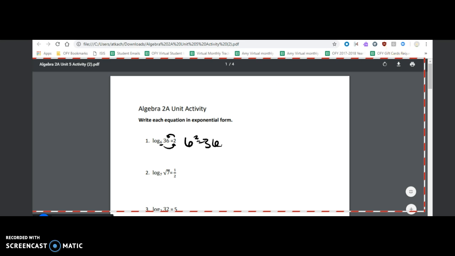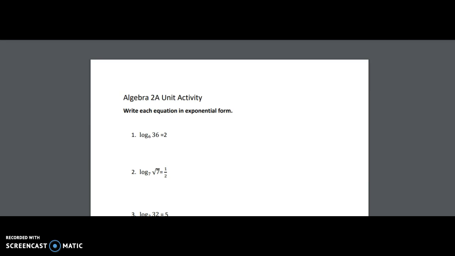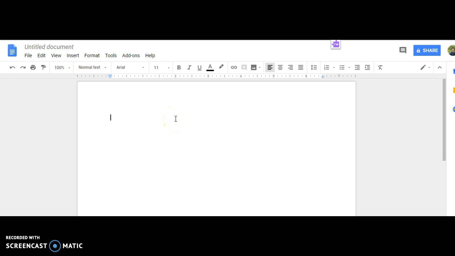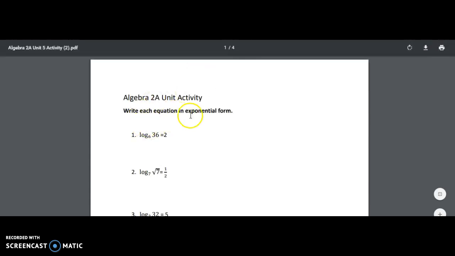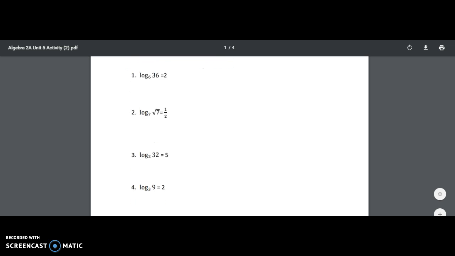Now when we go to put that in Google Docs, 6 squared equals 36, we're going to do this: 6, and then we've got this little caret up here, which is actually Shift 6. So 6 to the power of 2 is what that means, equals 36. So that's how we need to see every problem where it's writing it in exponential form.